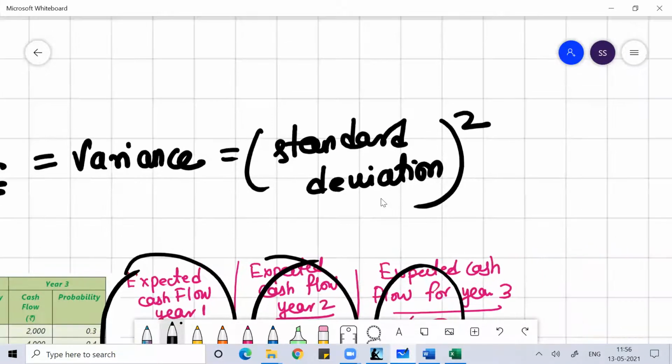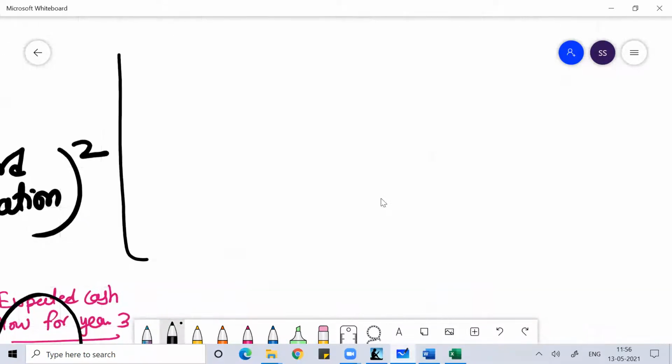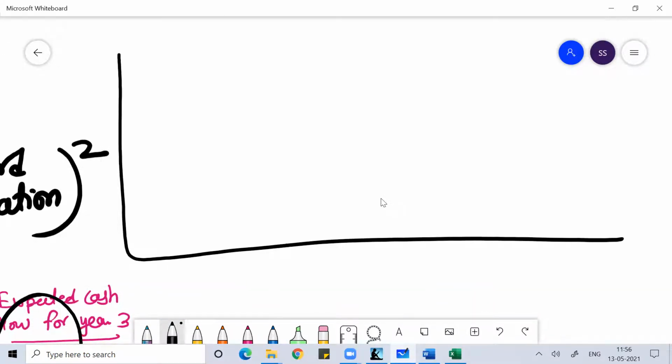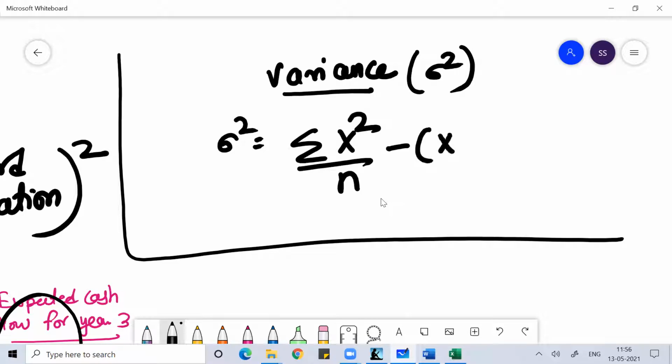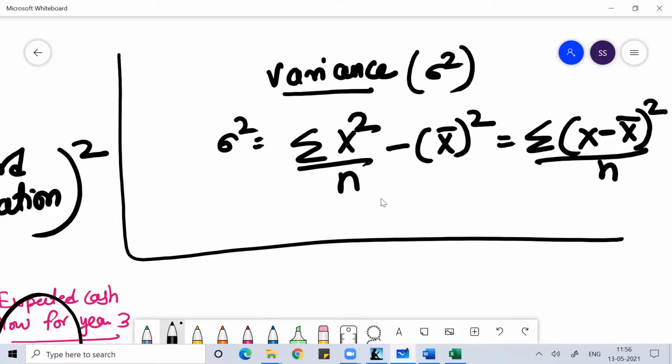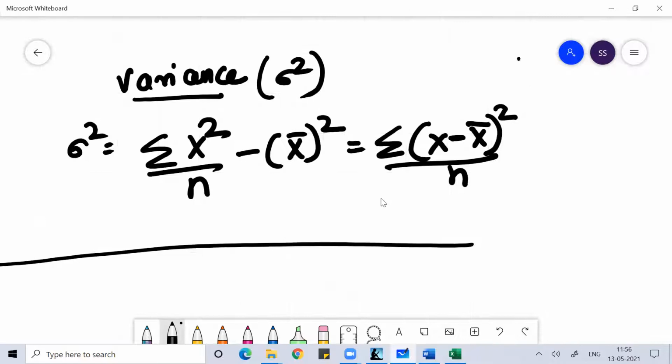In terms of historical data, when we calculate the variance, you can remember we studied all this in statistics in first semester. So when we are talking about variance, if you have raw data, the formula is sum of x square by n minus x bar square, or we calculate the variance by the formula sum of x minus x bar whole square by n. This was the variance formula. If you take the square root of this, you will get the standard deviation.